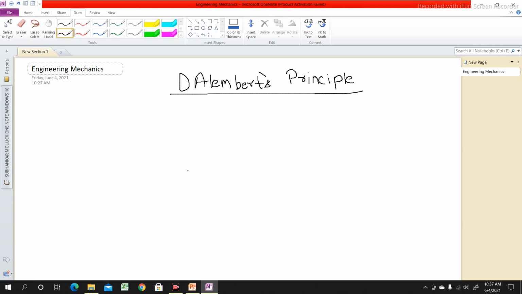Now, what is the meaning of the statement of D'Alembert's principle? In order to understand the meaning of D'Alembert's principle, let us consider one case. That case is, let us consider one body. This is that body.